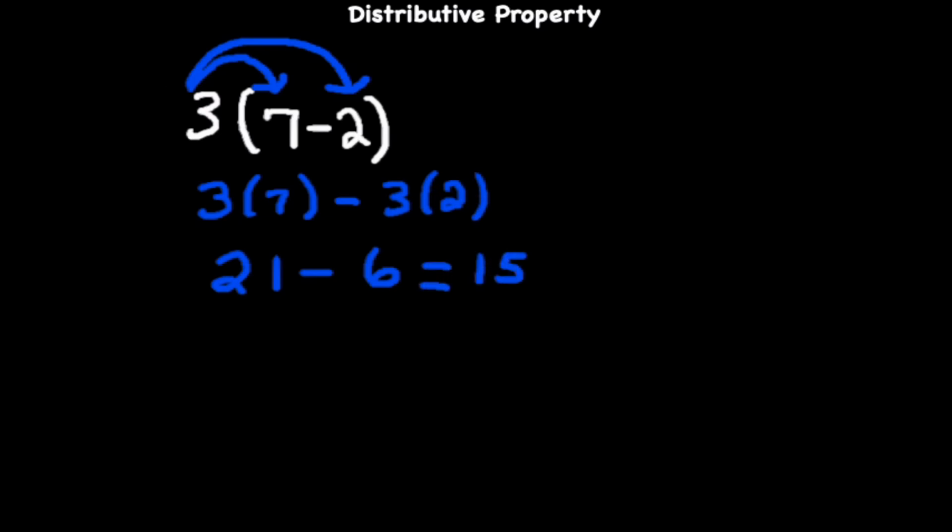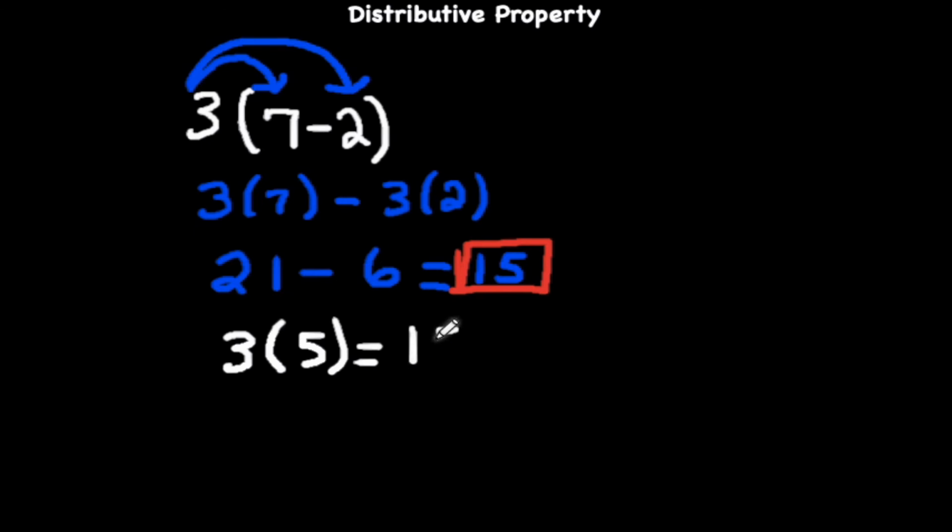All right, and so now we can also follow up by using the order of operations, okay? So we're going to take the 3 and we're going to subtract 2 from 7, which gives us 5. So 3 times 5 is also equal to 15.